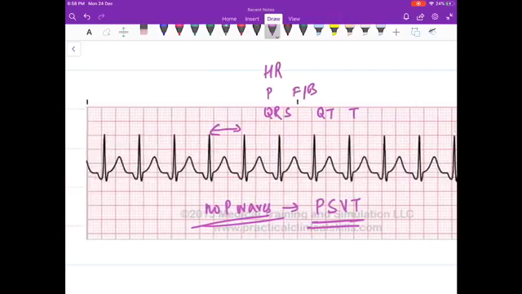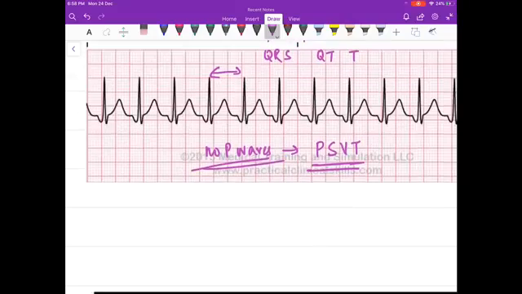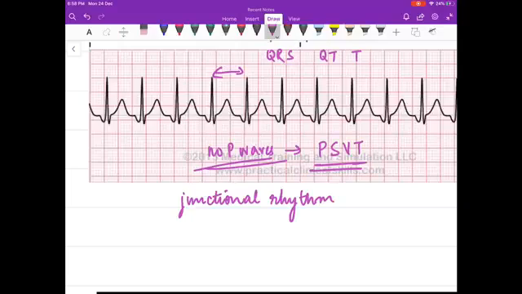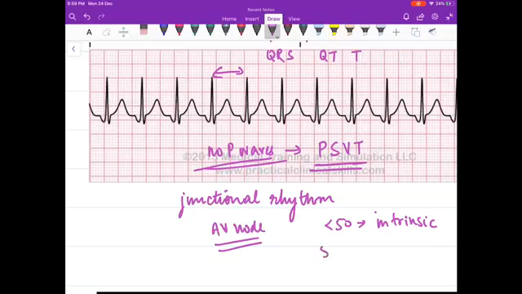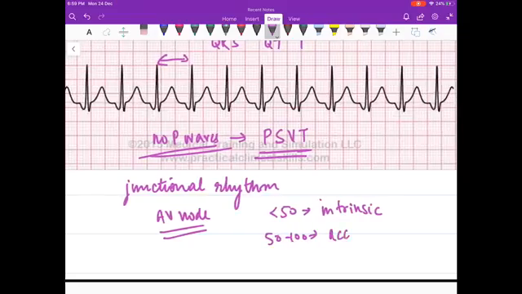Or you can say it is a junctional rhythm. Heart rate is approximately 100. Junctional rhythms are the ones which originate from the AV node. So we don't see any P waves in this. If the heart rate is less than 50, then it is an intrinsic junctional rhythm. If it is 50 to 100, then it is called accelerated junctional rhythm. And if it is greater than 100, it is called junctional tachycardia.